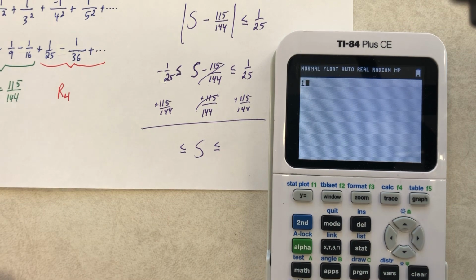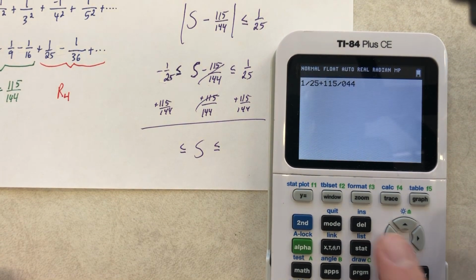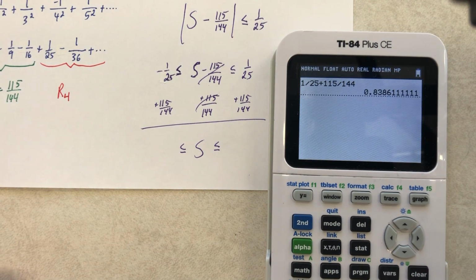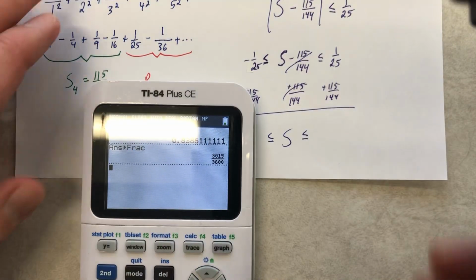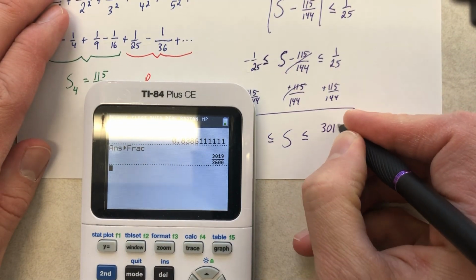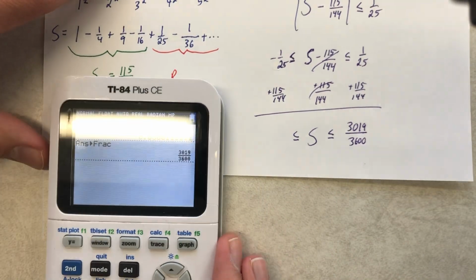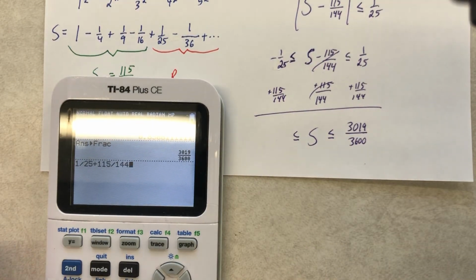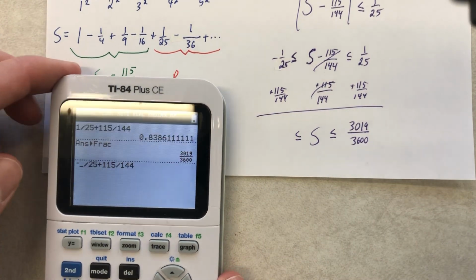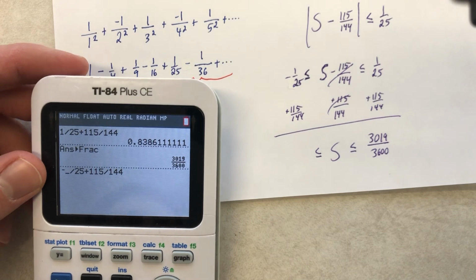So 1/25 plus 115 over 144, and we get that. We're going to turn it to a fraction. Yes, okay, not the most practical fraction you've ever seen, but I like it, so we're going to do it. 3019 over 3600, and it is automatically reduced. And then we'll do the same thing over here. I'm going to insert a negative, and there's a glare. There we go. And there I am.